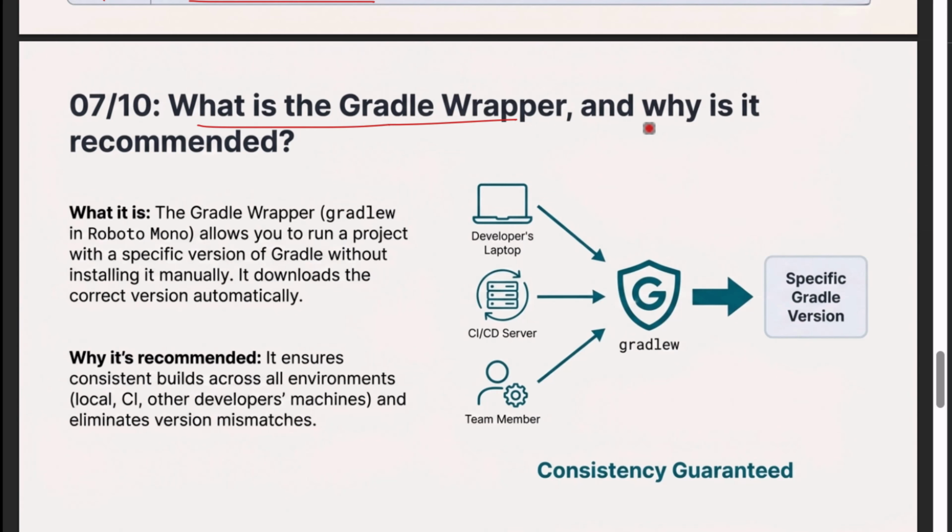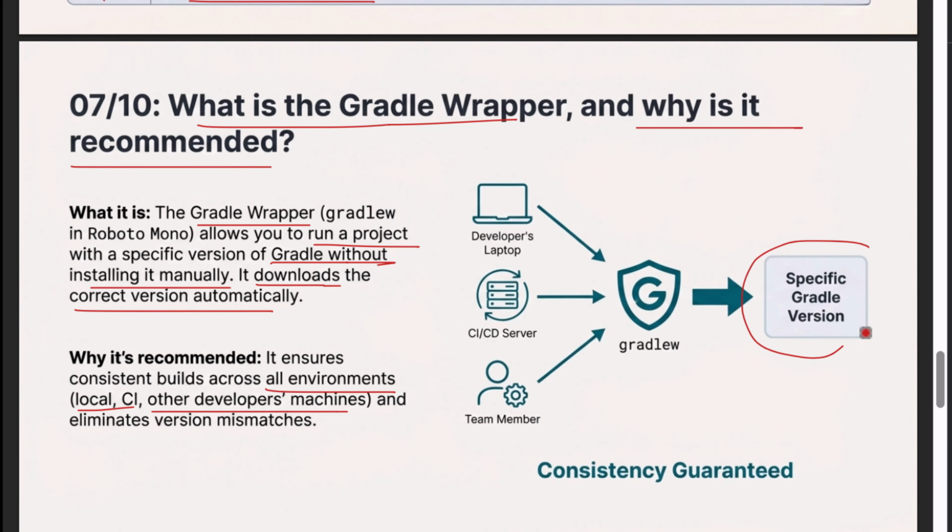Question 7. What is the Gradle wrapper and why is it recommended? The Gradle wrapper, commonly called gradlew, allows you to run a project using a specific version of Gradle without installing Gradle manually. When you run the wrapper for the first time, it automatically downloads the correct version. This ensures consistent builds across all environments, whether you are building locally, on a CI server, or on someone else's machine. The wrapper is the recommended way to execute Gradle in all production-level projects because it eliminates version mismatches.